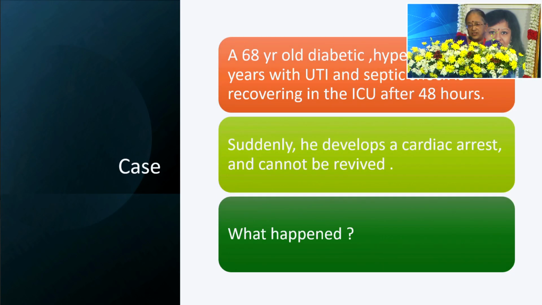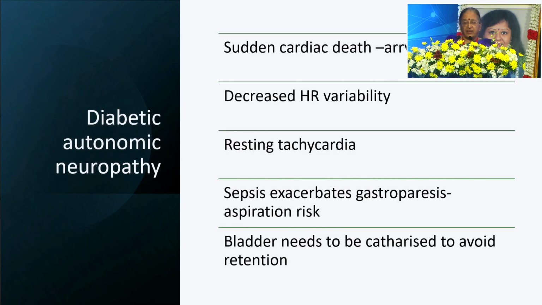Look at this: 68-year-old diabetic hypertensive, 25 years duration, UTI, septic shock. He is in the ICU, you are thinking that he is recovering. Suddenly you hear from the postgraduate, he has arrested, cannot be revived. What happened? This is the sudden cardiac arrest that happens in diabetics because they have cardiac autonomic neuropathy. Now, this is the cause of sudden cardiac death, and that is why we are always scared of our diabetic patients when they have an infection. We are always worried, will they come out or not?